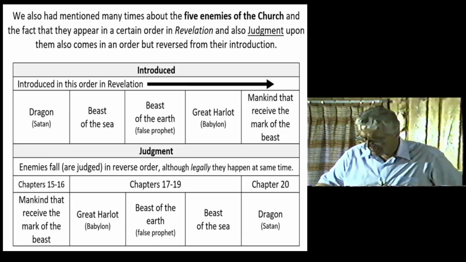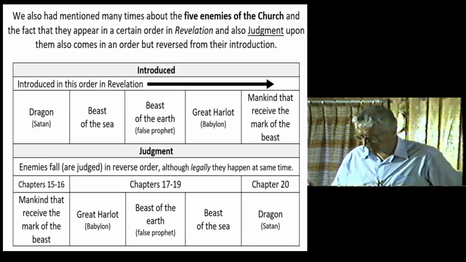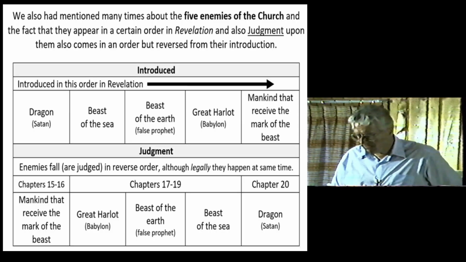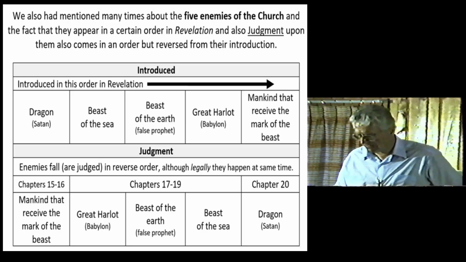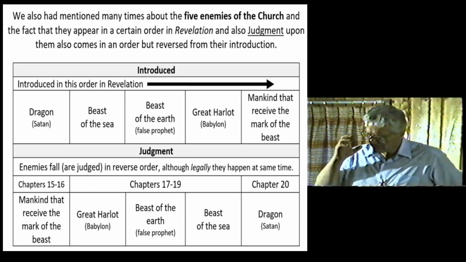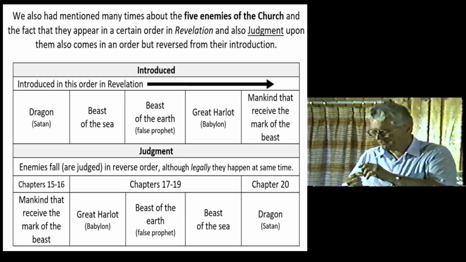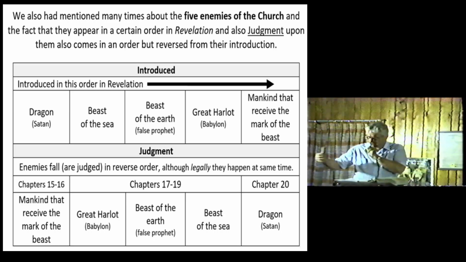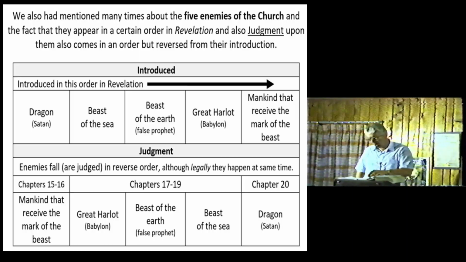We introduce the dragon as we come into Revelation, the beast of the sea, beast of the earth, the false prophet, and the lamb, the great harlot Babylon, and the men that have the mark of the beast. Then judgment is just the reverse: the men that have the mark of the beast, the great harlot, beast of the earth, false prophet, beast of the sea, and dragon. Although in a legal sense, they all happened at the same time, God, for some reason, chose to unveil each one separately and then showed the judgment of them separately to assure you that the victory was there.